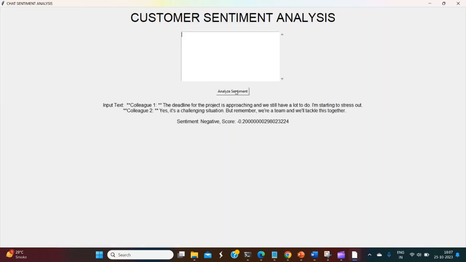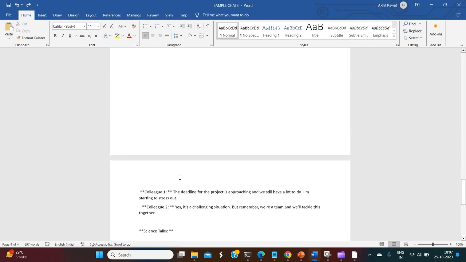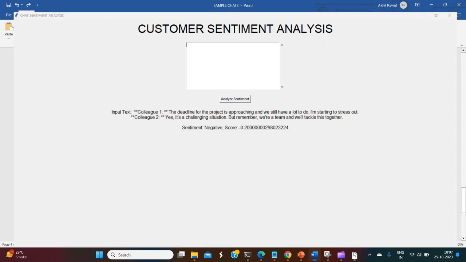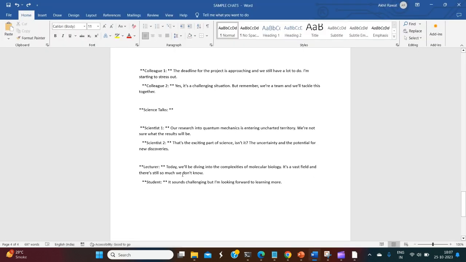We have already seen, it's a negative score of minus 0.20 now, because the first line was individually contributing the score of minus 0.30, but now because colleague 2's response is neutral, the score tends a little bit less, so it becomes minus 0.20, but overall sentiment is negative. Another good example of work pressure. Okay, so this is the last one.